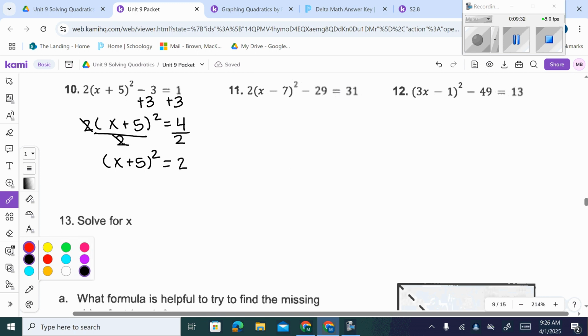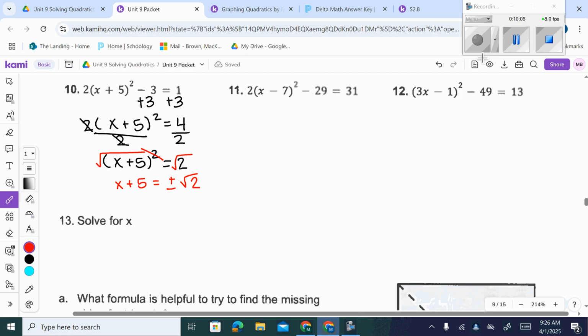Your only option now is to do what? Square root it. Because we're square rooting it because that 2 is squaring it, so we want to undo it. It's kind of like how multiplication undoes division. Those are going to cancel, and I'm going to have x plus 5 equals the square root of 2. But what's got to go in front of that square root of 2? Plus or minus the square root of 2. Because when you take the square root of a number, you have a positive answer and a negative answer.